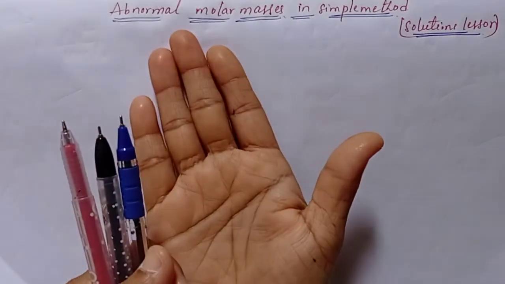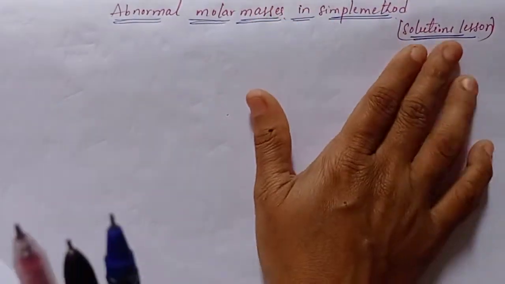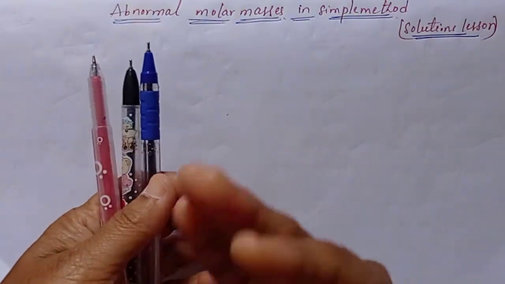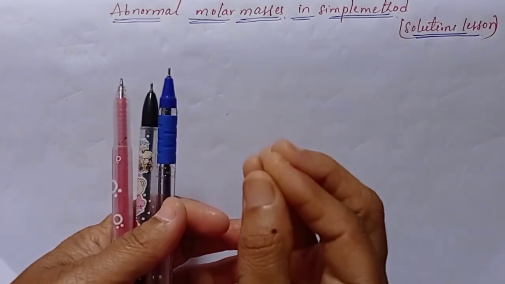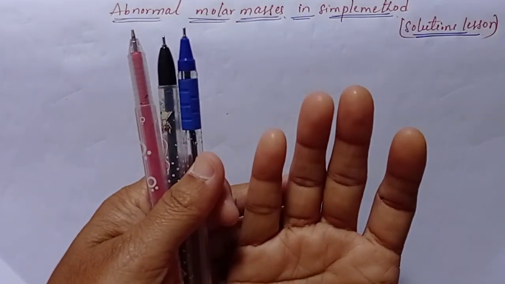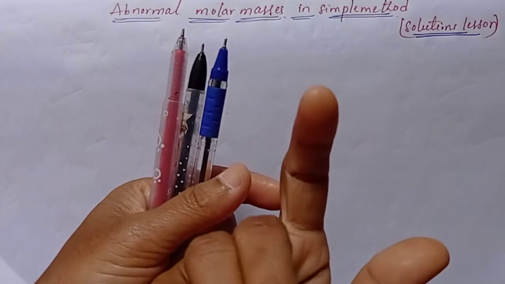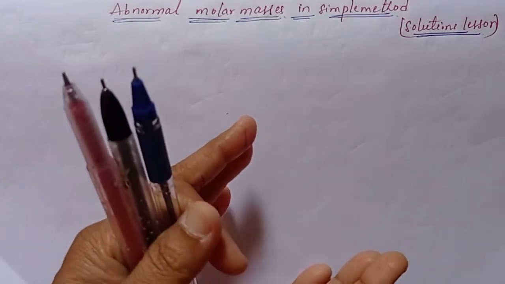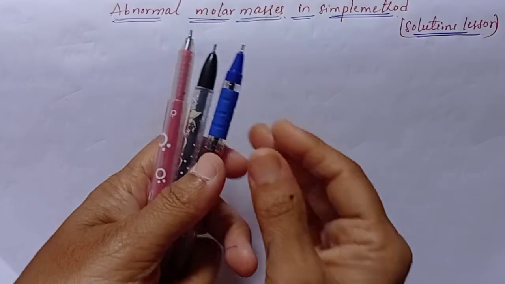Today I am going to discuss abnormal molar masses in a simple method. This topic is from the solutions lesson. First of all, what is the importance of colligative properties? Colligative properties are used to determine the accurate molecular mass of the solute, if the following conditions are satisfied.